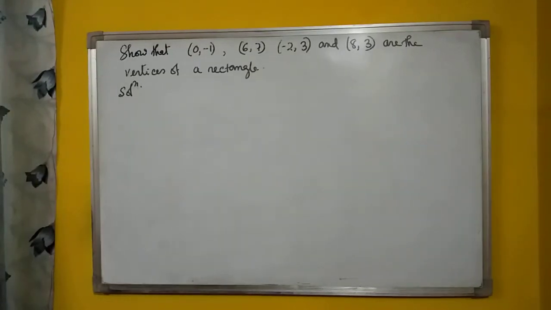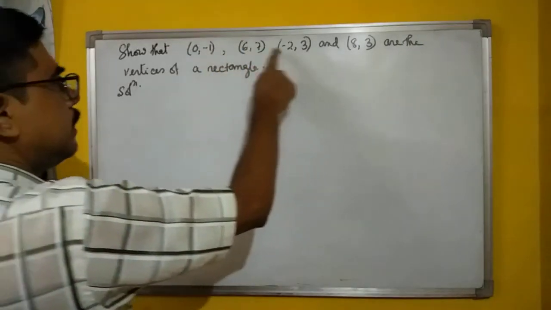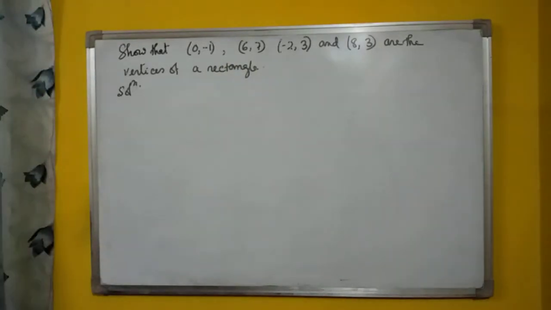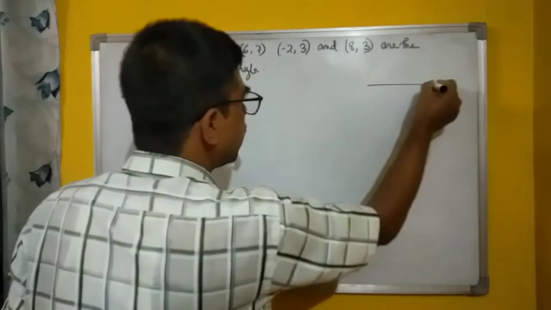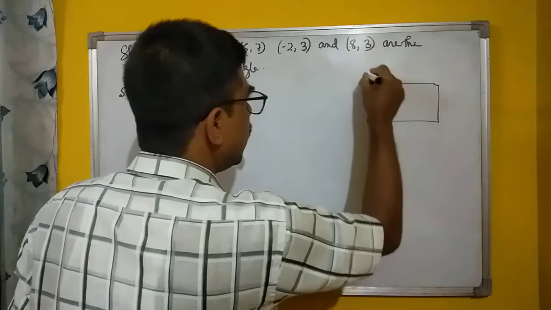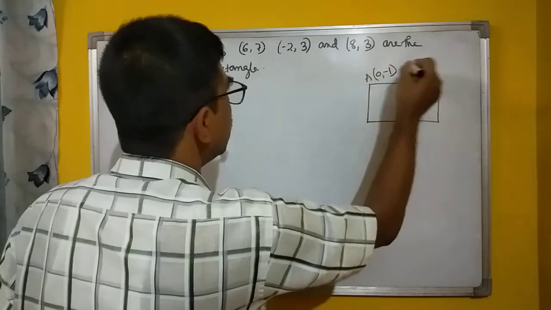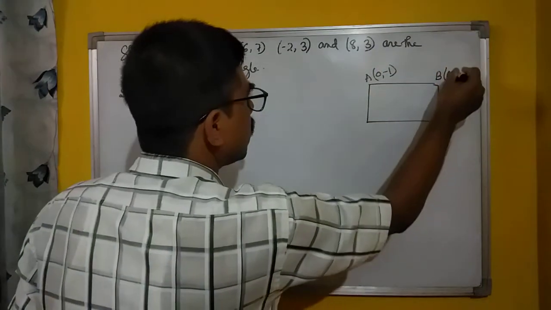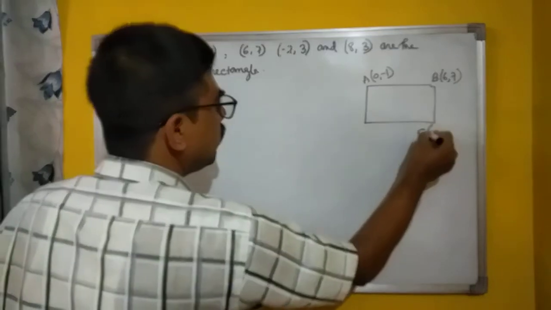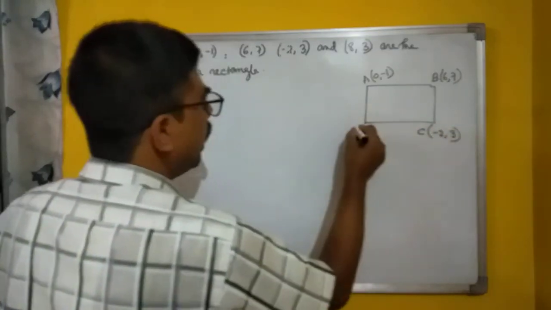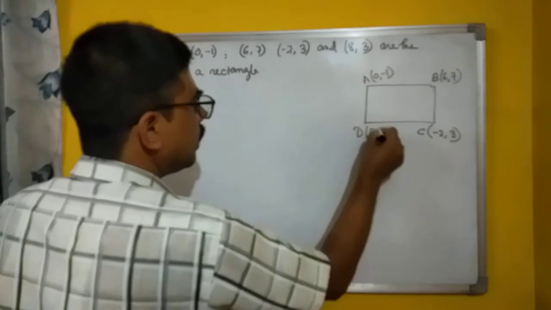So see the next sum: we have to show that these are the vertices of a rectangle. (0, minus 1), (6, 7), (minus 2, 3) and (8, 3) are the vertices of a rectangle. To prove it, suppose these are A (0, minus 1), B (6, 7), C (minus 2, 3), and D (8, 3).